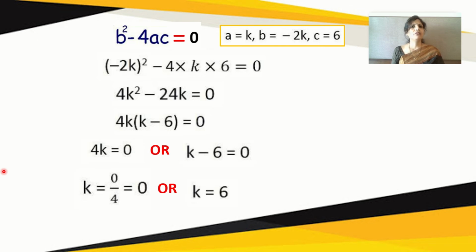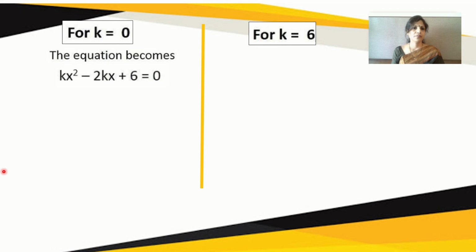So suppose we take k is equal to 0, then what is our equation? It is kx square minus 2kx plus 6 is equal to 0. Let's find out for k is equal to 0. So I'll substitute k as 0 there. My equation becomes 0 into x square minus 2 into 0 into x plus 6 is equal to 0. And this gives me 6 is equal to 0. Is this possible, children? No, 6 cannot be equal to 0.